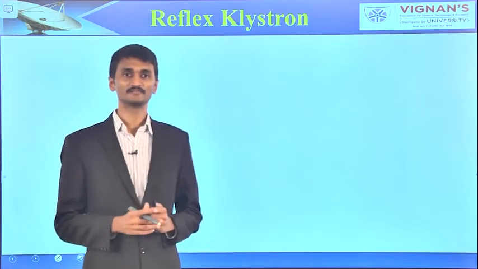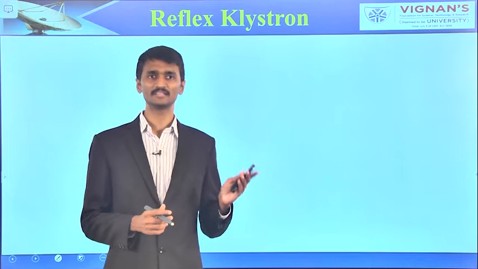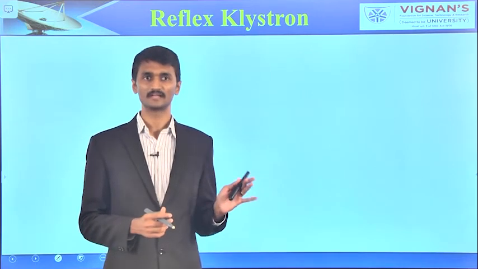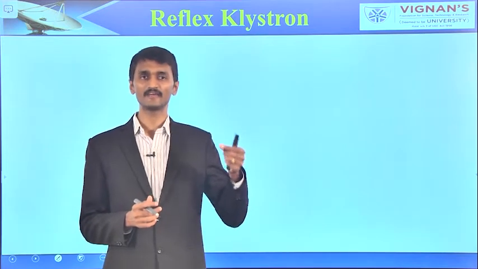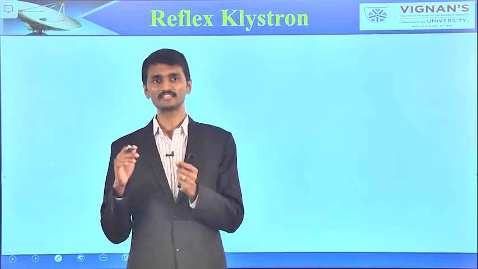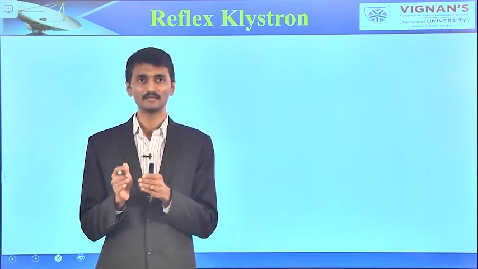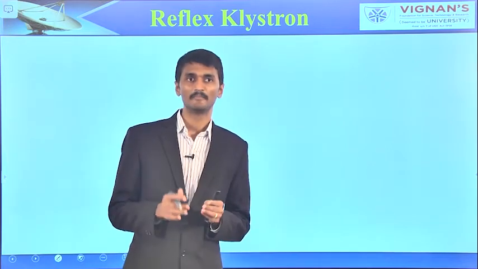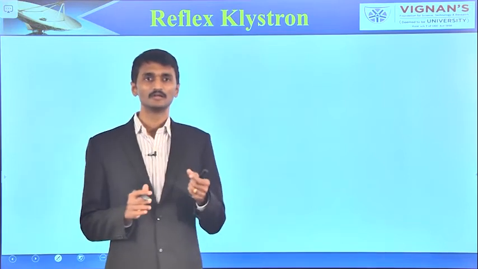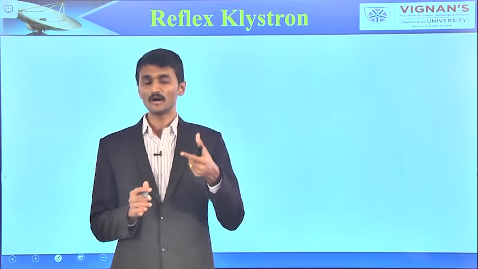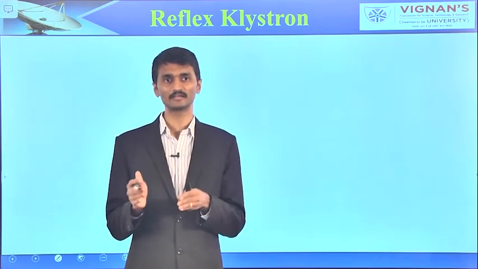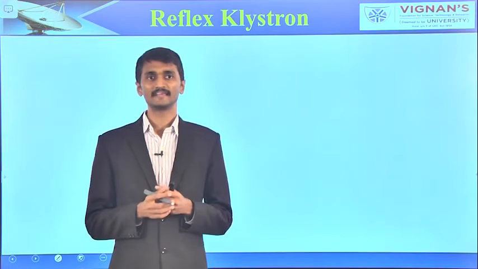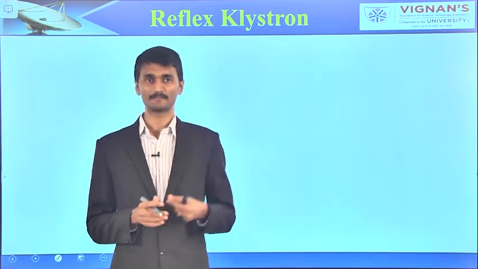Coming to the introduction, as we have already seen the two cavity klystron amplifier, if a fraction of the output is fed back in phase, that is with a phase shift of a multiple of 2 pi, it will oscillate. But normally it is not used due to the problem of tuning the two cavities together, and the adjustment of the feedback path.